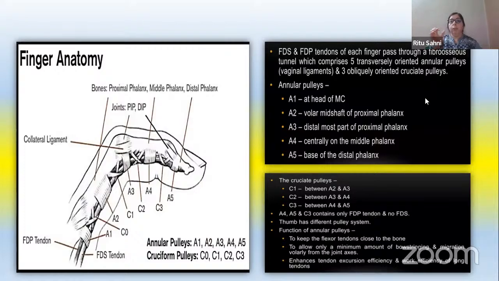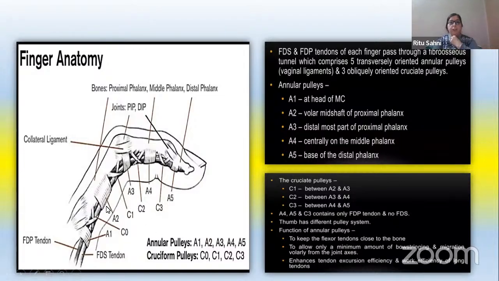And we also see the pulleys, the A1, A2, A3, A4, A5 pulleys. They make the movement smooth, whether abduction, adduction, flexion, extension, or circumduction. So these pulleys also provide stability of the finger. A1 is at the head of the metacarpal, and A2 you can see here.